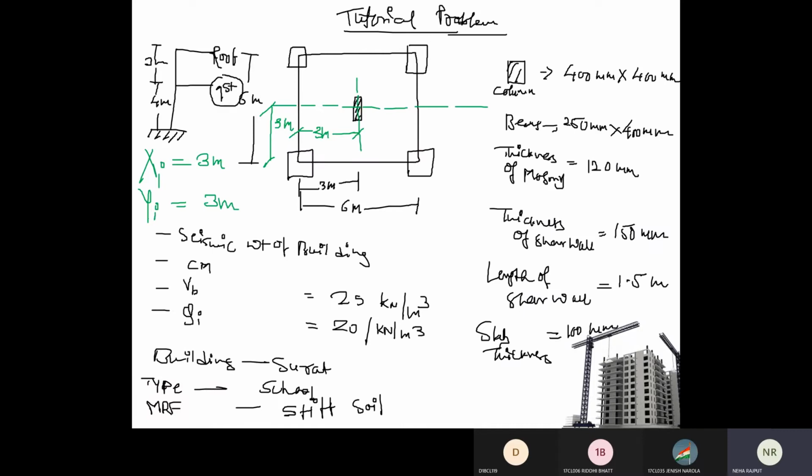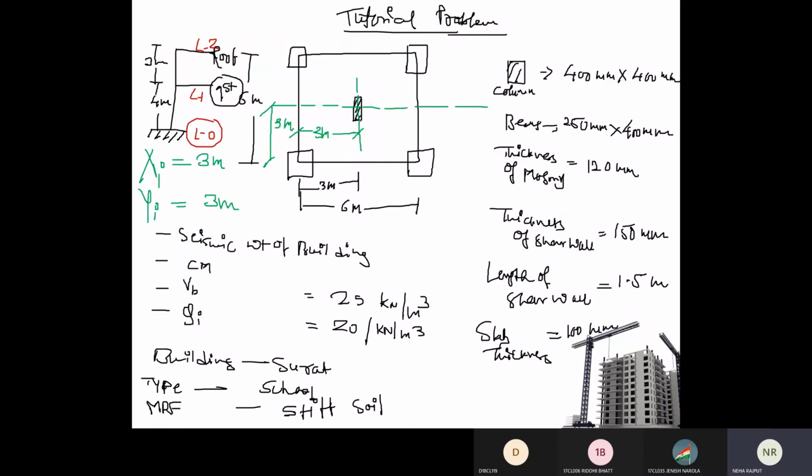First floor means first floor, or you can say level 1. So I am giving the numbering like this. This is level 0. This is my level 1. This is my level 2. So at level 0, no calculation is needed. You require it for L1. So seismic weight of level 1, first floor. Right. The very first weight is slab weight.